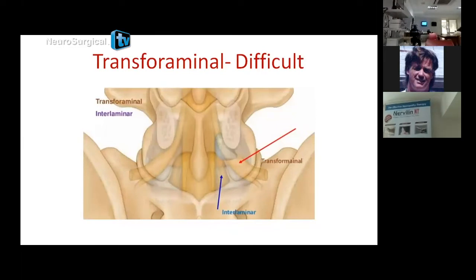Transforaminal, as I said before, is sometimes hard for L5S1 because of the iliac bone, big facet, and everything. But interlaminar is a good technique for L5S1, as most of the time the interlaminar window is very big. So you don't have to take bone out. So in case transforaminal is hard, I think this technique should be chosen.